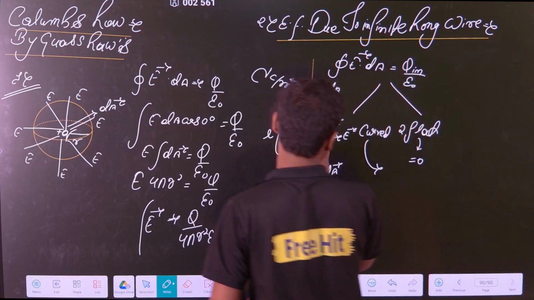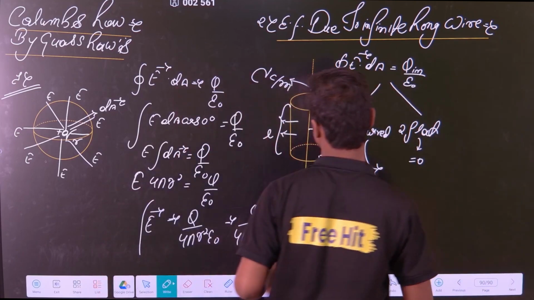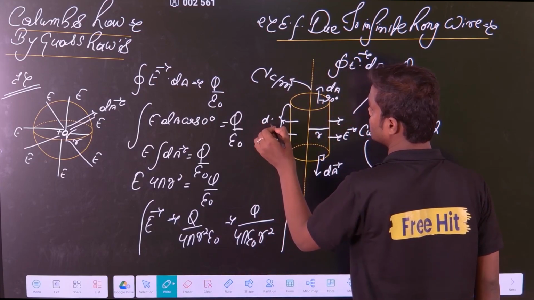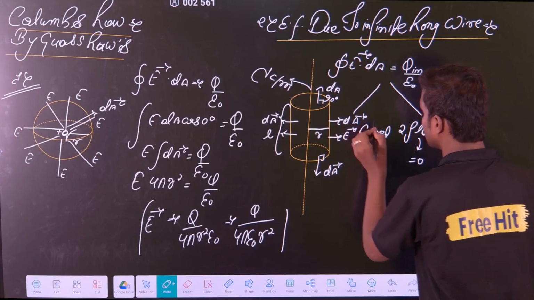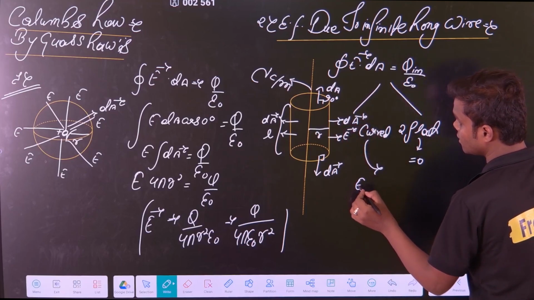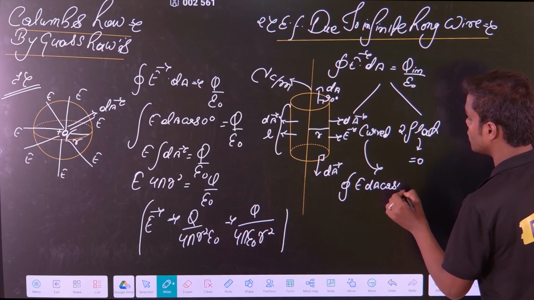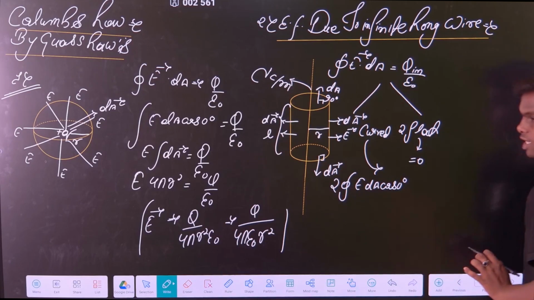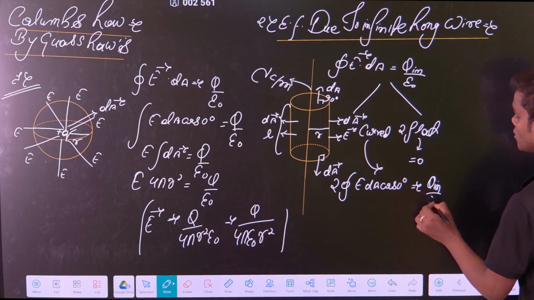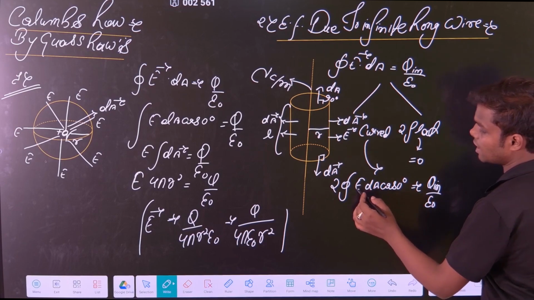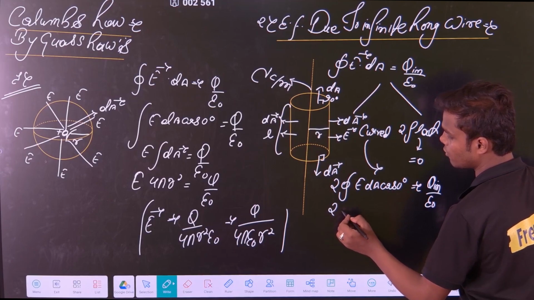Now for this surface the dA vector is in this direction, and for the other surface the dA vector is in this direction, correct? So I will get E times the integration of dA into cos 0 degree, 2 times, and that should be equal to q in by epsilon naught. Now what is the electric field? I have to calculate it. The electric field is constant on this surface, so I can take it out of the integration.